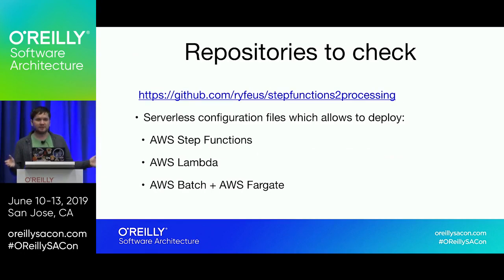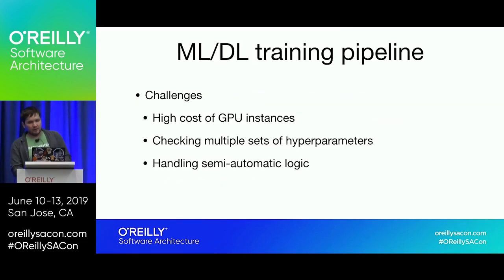So here is a repository. I will show you a demo at the end of the presentation, which will use this repository. Basically, it allows you to deploy Step Functions with Lambda, with Batch and Fargate in one deploy. You can define logic in one file: the execution graph of Step Functions, and each node, and it will deploy it.